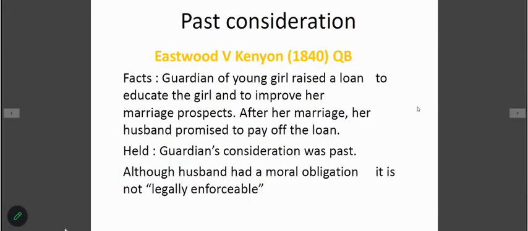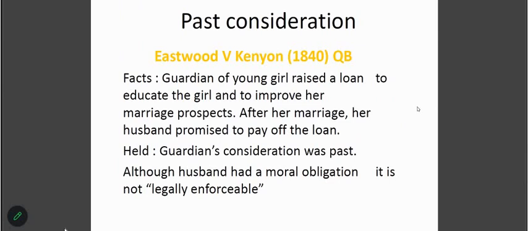So again, these are the facts. The guardian of a young girl raised a loan to educate the girl and to improve her marriage prospects. After her marriage, the husband promised to pay off the loan. The guardian's consideration was past. Although the husband has a moral obligation, it is not legally enforceable.